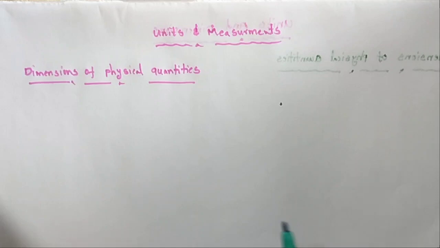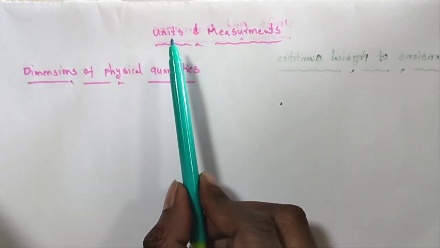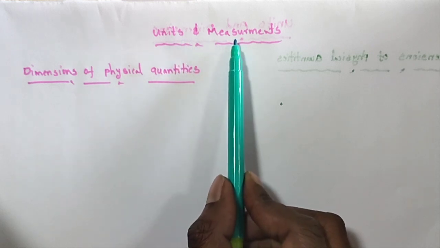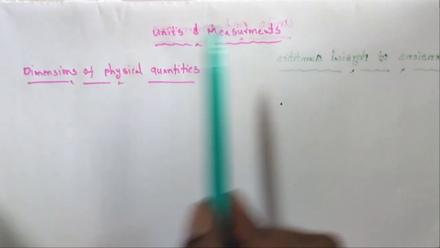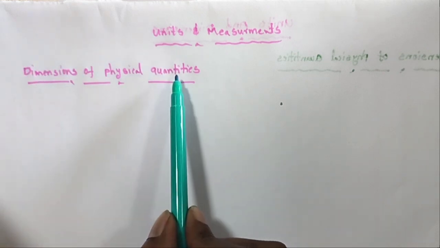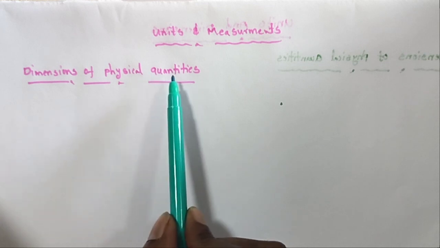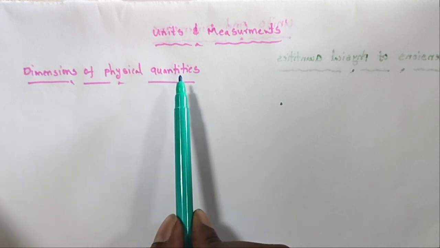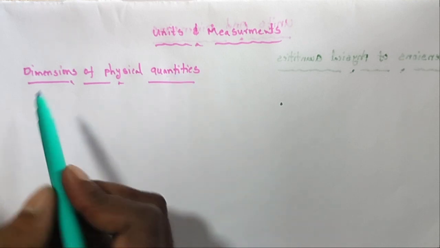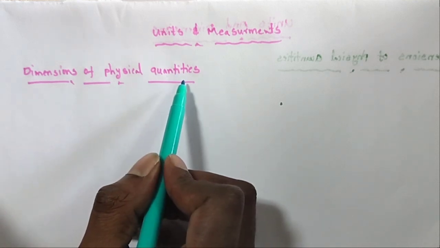Good morning, students. Today we will discuss the first chapter, Units and Measurement, intermediate first year. Now I will discuss the dimensions of physical quantities, especially in this video, and dimensional formulas, and what the applications of the dimensional formulas are. And here, what is the dimension of the physical quantities?